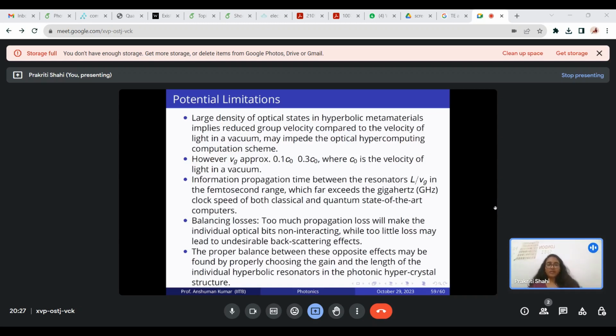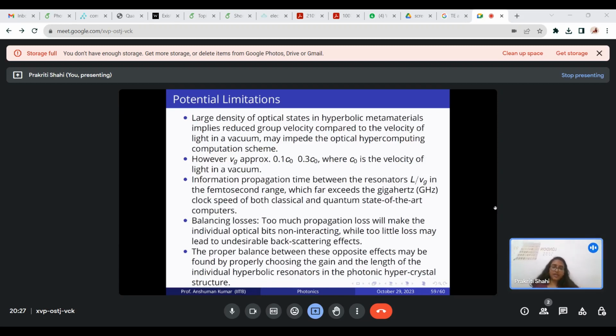Information propagation time between the resonators, that is L by Vg, where Vg represents group velocity, is in the femtosecond range because L is extremely small and in the deep subwavelength region. This far exceeds the gigahertz clock speed of both classical and quantum state-of-the-art computers. So we can see that this speed is not really going to be an issue.